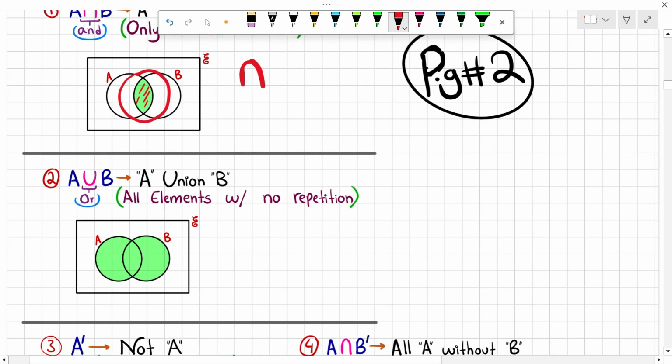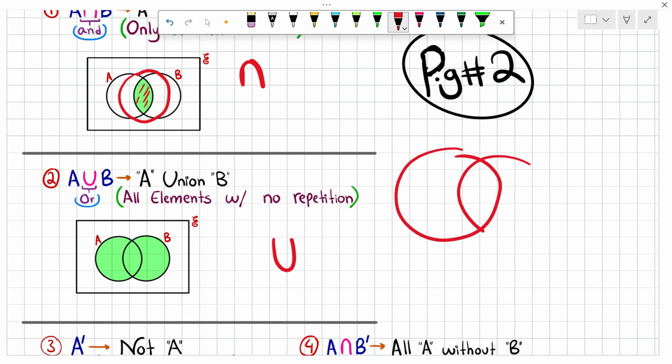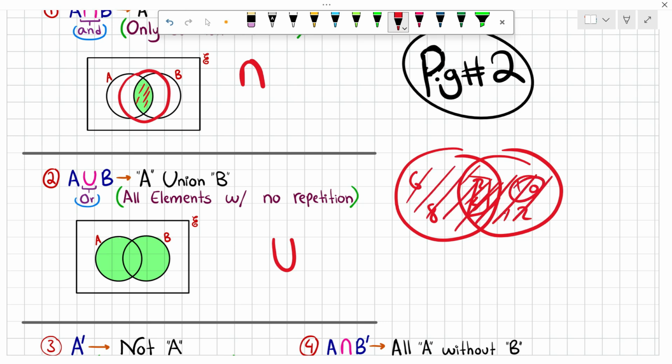A union B or A or B. This one means or. This means A union B, A and B together. Union means to join. So everything in A and B. So for example, we have a Venn diagram here, 2, 4, 6, 8, 10, 12. If we have A and B, you're just going to choose 2 and 4 because only the shaded part in between, the common part. If you have A or B, you're going to choose everything. You're going to choose all the numbers because it's A union B, A and B together.